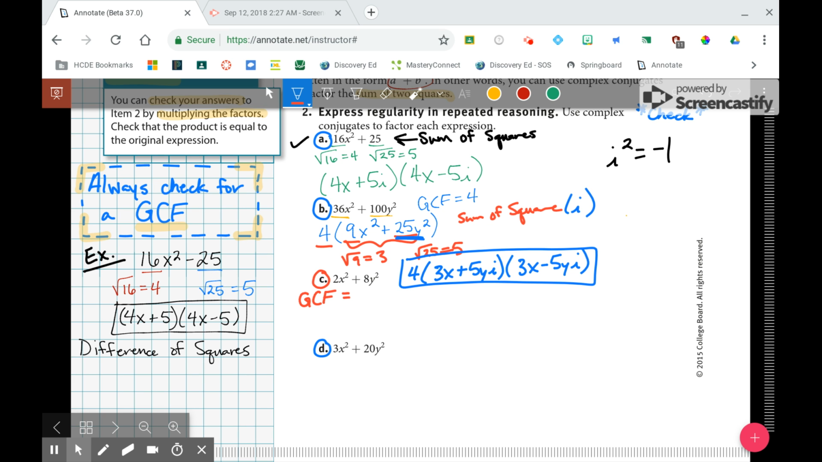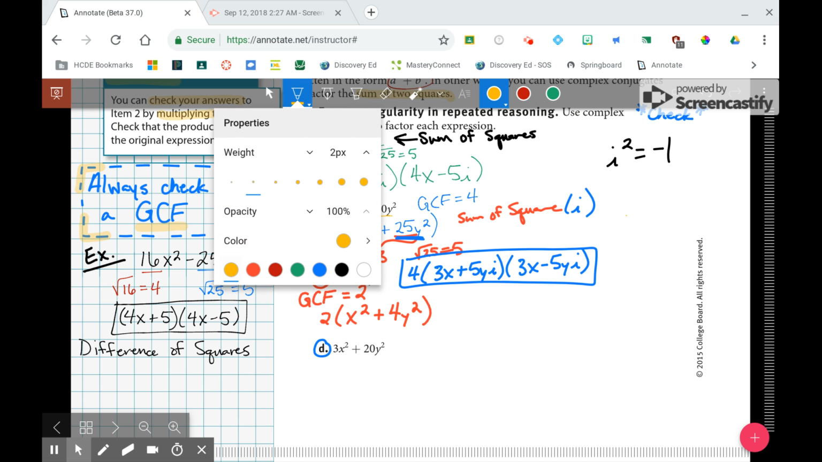Back where we started off at. So you should have finished part C. First thing you had to do was identify a GCF. So the GCF here is 2. So when you factor out the 2, you're left with x squared plus 4y squared.